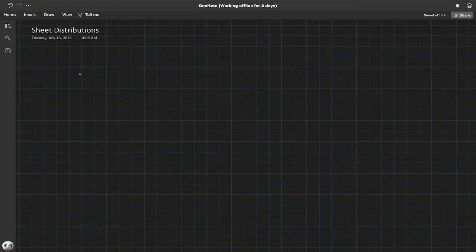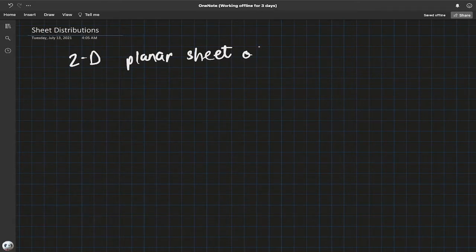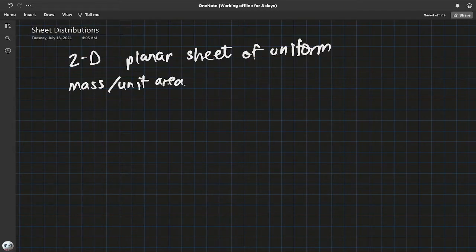We assume we have a two-dimensional planar sheet, so it lies in one plane. Again, we are working in R3, in three dimensions, of uniform mass per unit area value. So this is some areal density, if you want to think about it, sigma naught, in the z is equal to z naught plane.